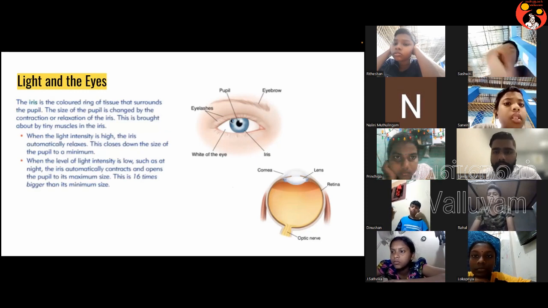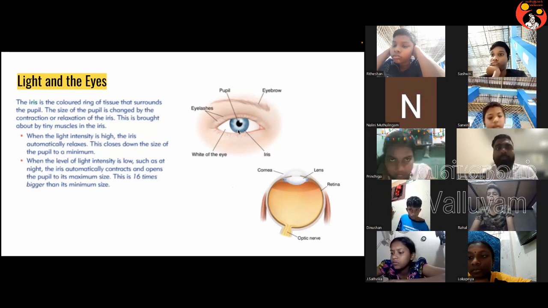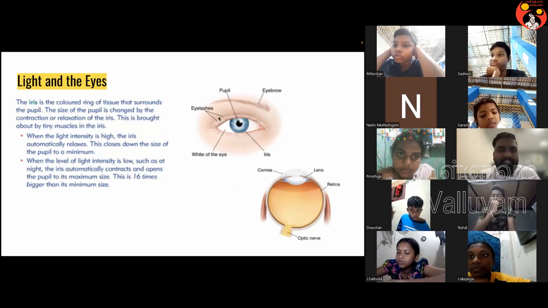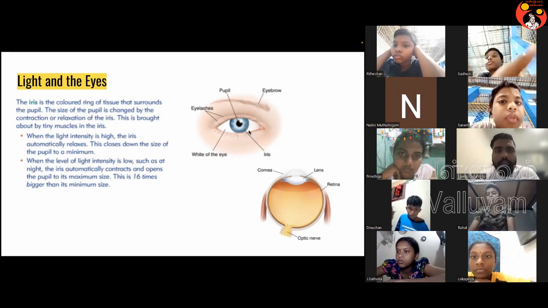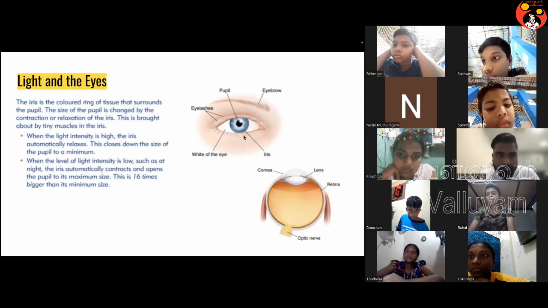Now, the iris is the external circular section of the eye. The size of the pupil is changed through the contraction and relaxation of the iris, right? So there's tiny muscles in there, which as they contract and relax, the size of the pupil changes.